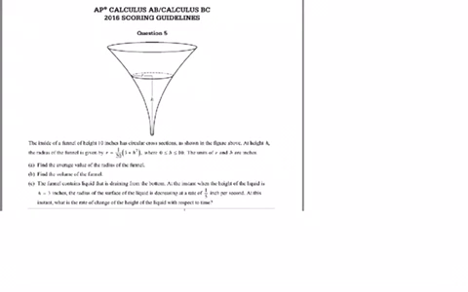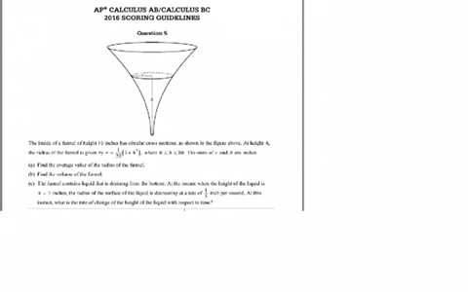Okay, let's look at question 5C. The funnel contains liquid that is draining from the bottom. At the instant when the height of the liquid is h equals 3, the radius of the surface of the liquid is decreasing at a rate of 1/5 inches per second. At this instant, what is the rate of change of the height of the liquid with respect to time?